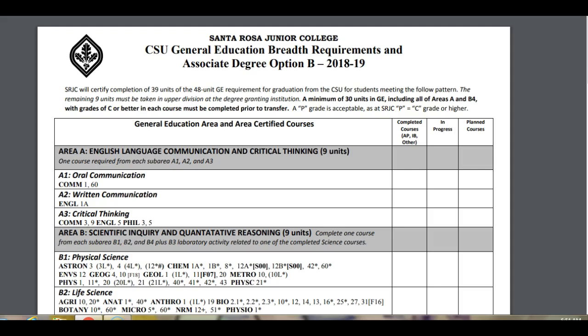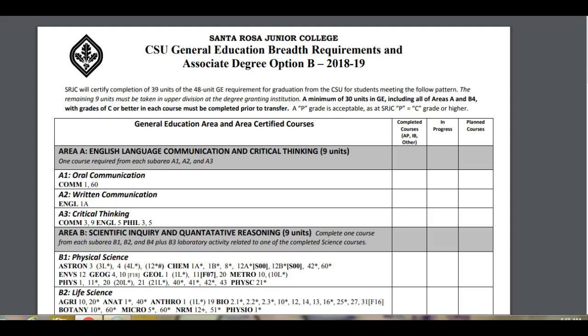So there's 3 GE options at SRJC. Option A is for non-transfer students. Option B is the CSU, and option C is the IGETC, which we'll be going over next week. So the option B is 39 units of general education courses.